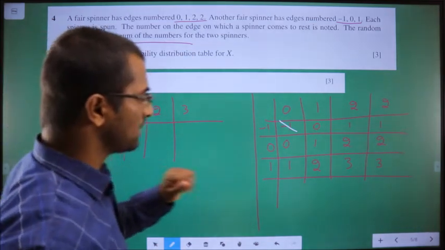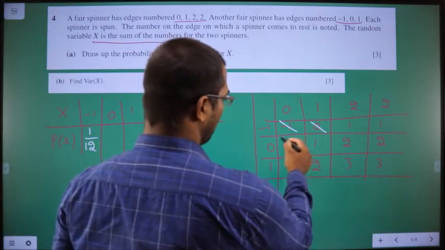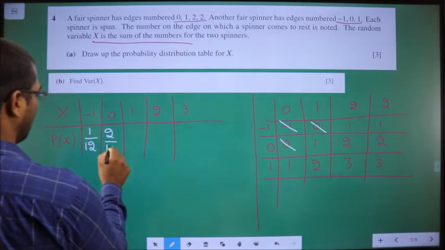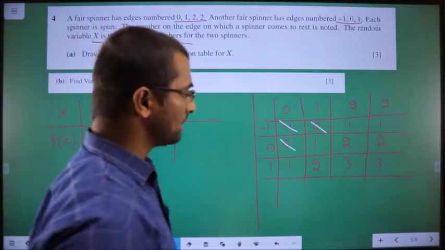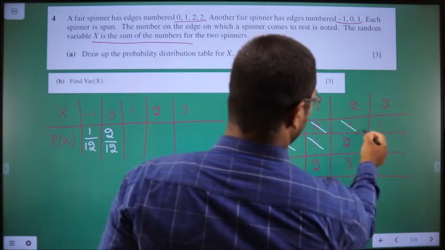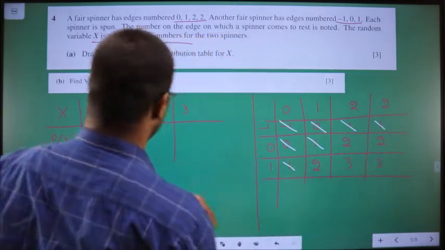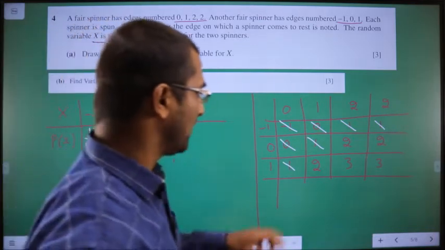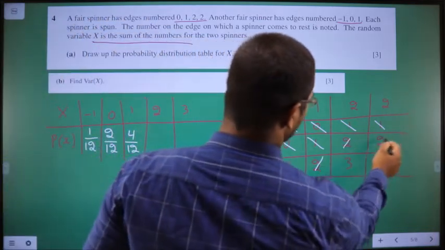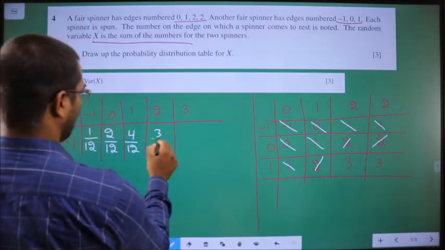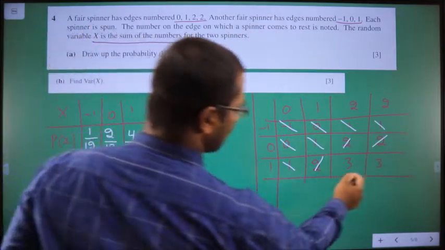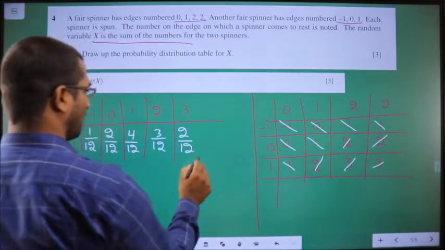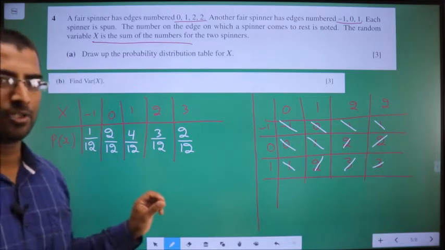Okay. Next, how many times did I get 0? 1, 2. Nowhere else? Yeah. So it will be 2 on 12. How many times did I get 1? 1, 2, 3, 4. So it will be 4 on 12. How many times did I get 2? 1, 2, 3. So 3 on 12. How many times did I get 3? 2 times. So it will be 2 on 12. So this is the probability distribution table.